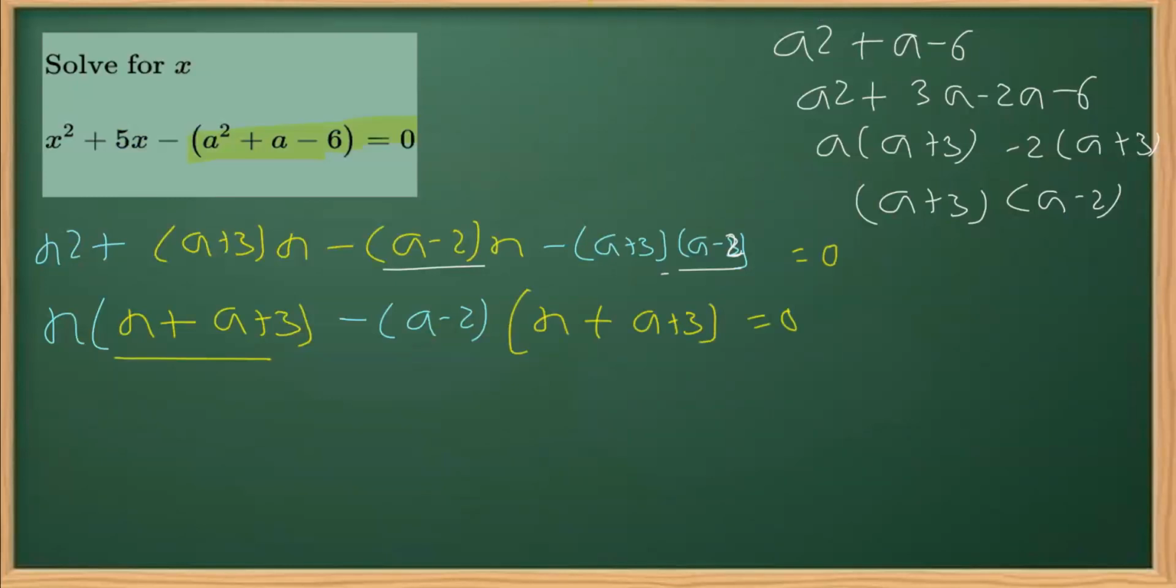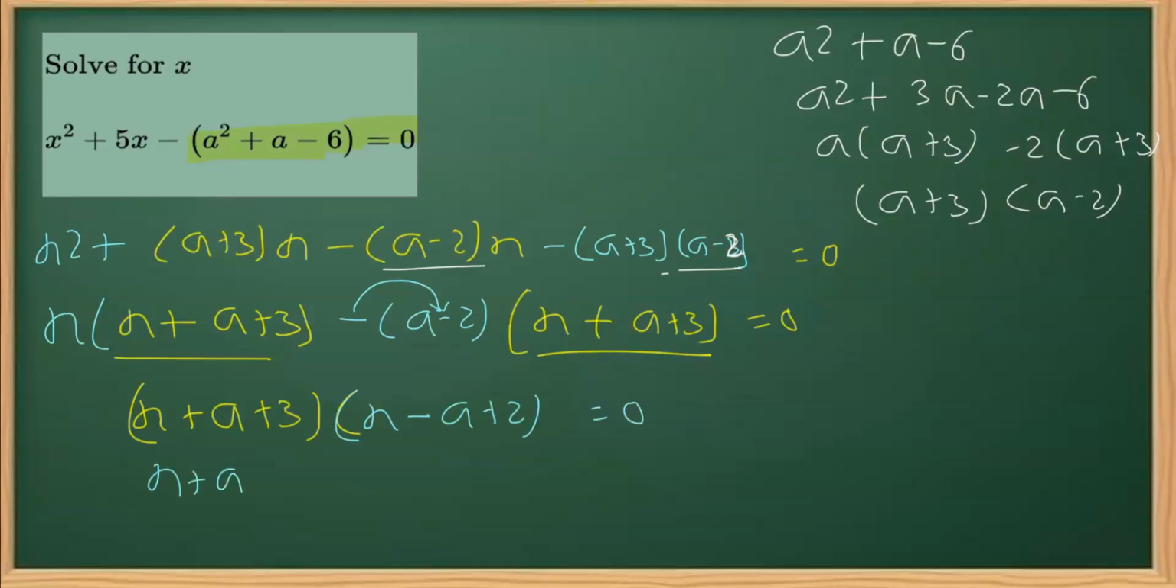Now throughout, I can see this term is common. So we'll be taking x plus (a plus 3) common throughout. And the other factor we'll get as x minus, it's going to influence this sign, so x minus (a minus 2). So once we get these two factors, we'll be individually equating them with 0. The first, equated with 0, will give you x as minus a minus 3. And the second, x minus a plus 2, when equated with 0, we'll get x is equal to a minus 2.